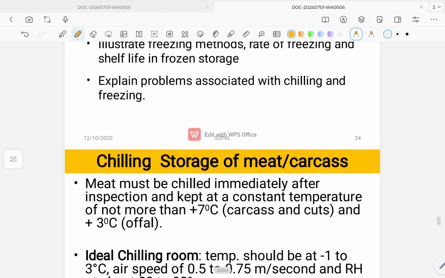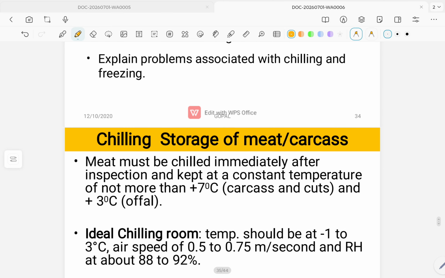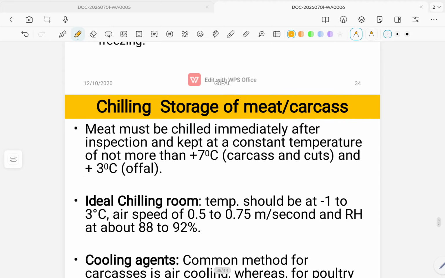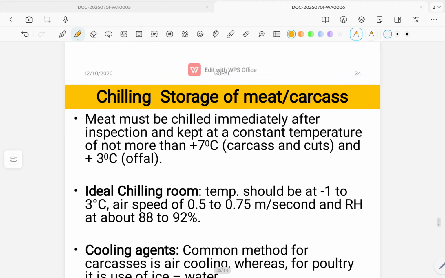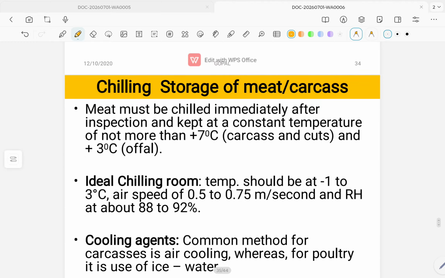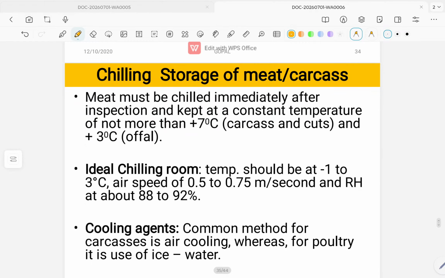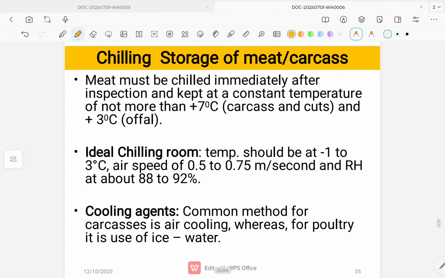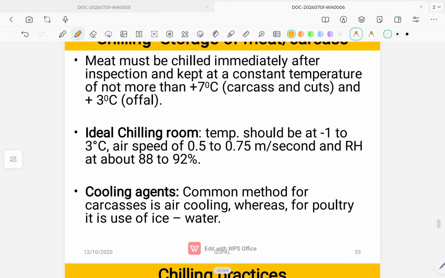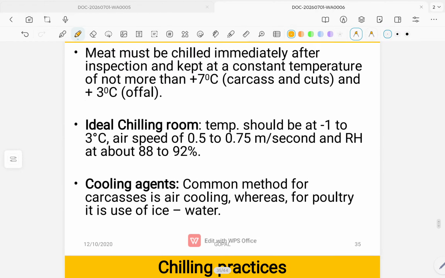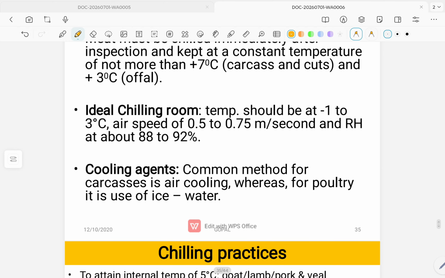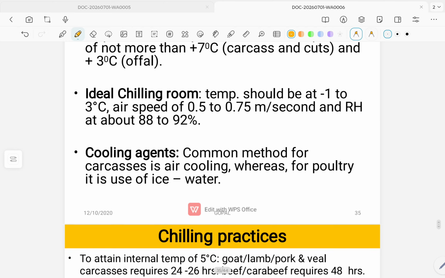Chilling storage of meat or carcasses. Meat must be chilled immediately after inspection and kept at a constant temperature of not more than +7 degrees Celsius for carcass and cut meat. Ideal chilling room temperature should be -1 to 3 degrees Celsius, air speed of 0.5 to 0.75 meter per second and humidity about 88 to 92%.